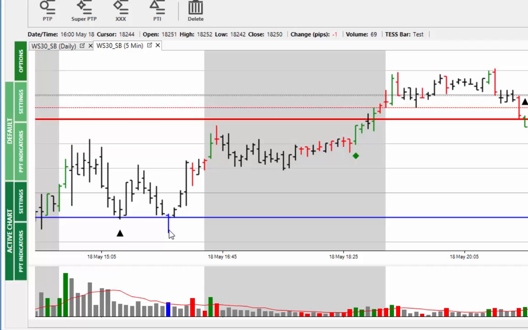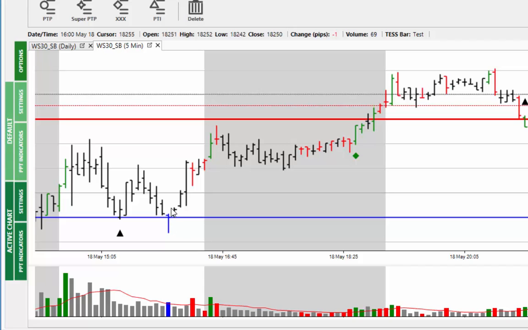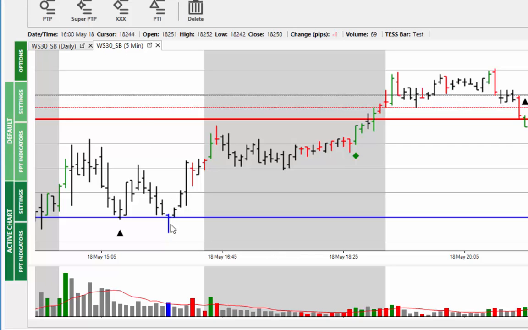So you're probably asking, why is there no PTI on there? Well, the reason is it's where it actually closed. It closed bang on the 18,250, whereas the trigger is for just above, so 18,251. So I might need to modify the setting in the code there just to allow these to actually be shown on the chart where they close at or above the actual price.